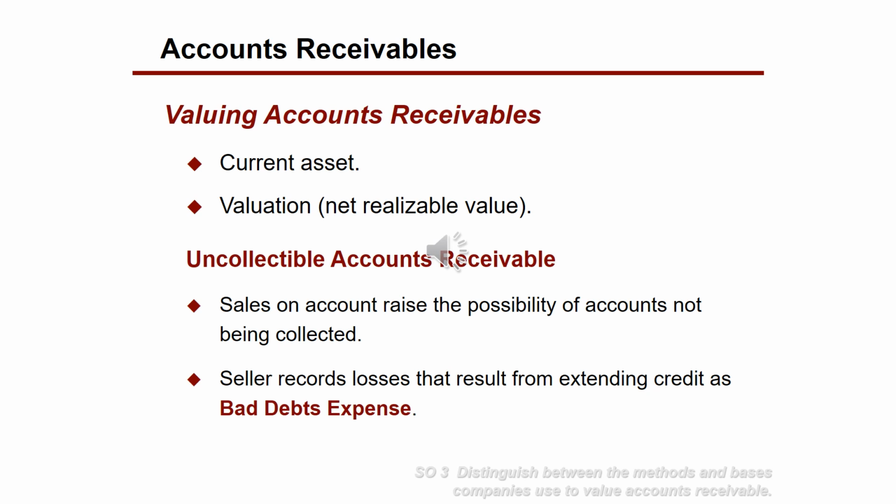So the sales on account raise the possibility of accounts not being collected. So when you sell something and you receive the cash right away, that's fine, that's great. But sometimes when you extend credit, the customer that you extend the credit to may not be able to pay for one reason or another. So what do we do as a company in that case? As a seller, we record the losses that result from extending the credit as bad debt expense, right?